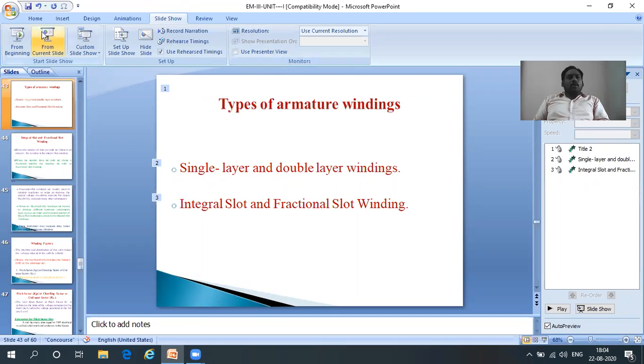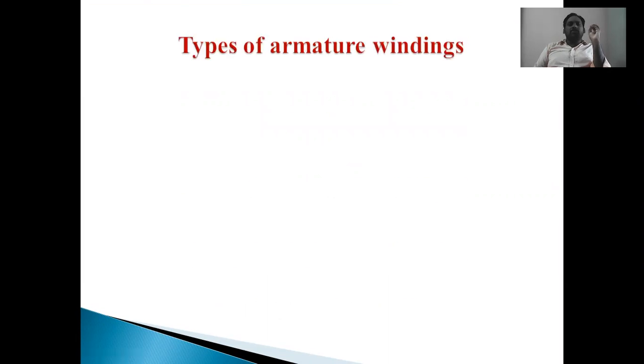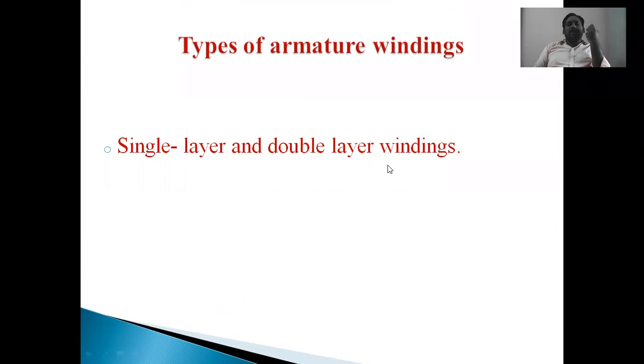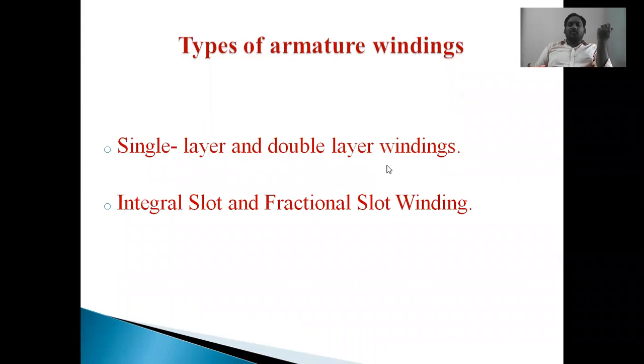And now we are going to discuss the types of armature windings. What are the types of armature windings? Basically, we are using two types of armature windings in synchronous generators or three-phase alternators. What are those? Single layer and double layer windings. The second one is integral slot and fractional slot windings. In the last class, we discussed the single layer and double layer windings.